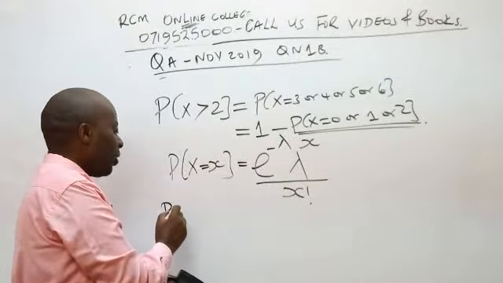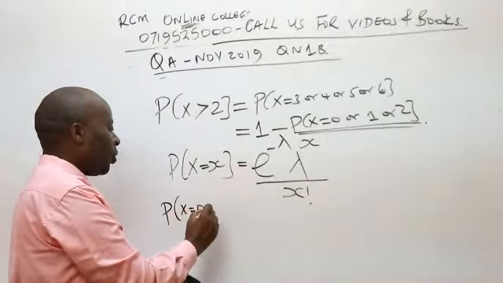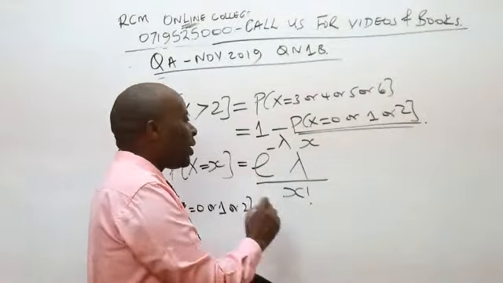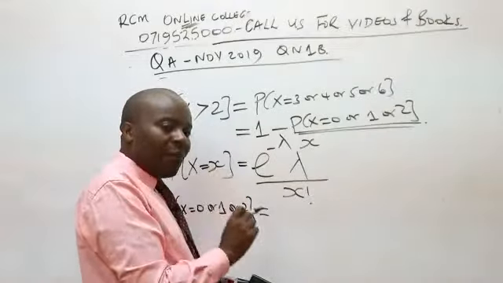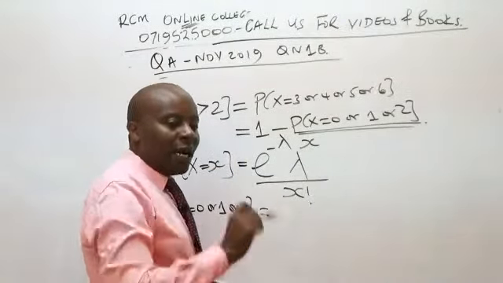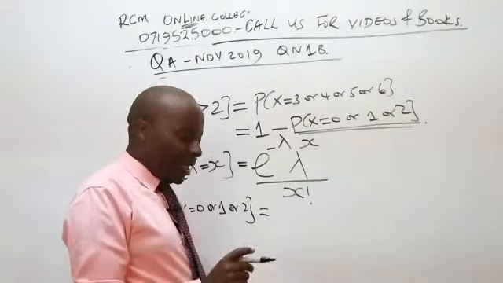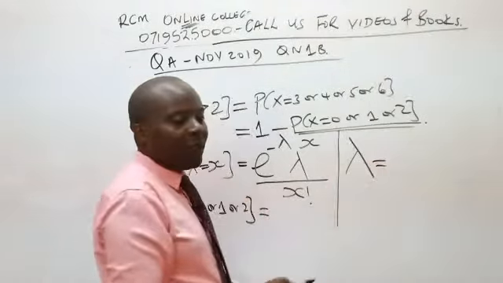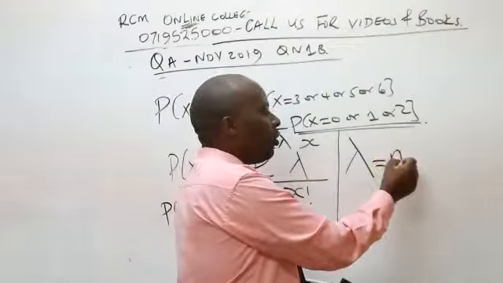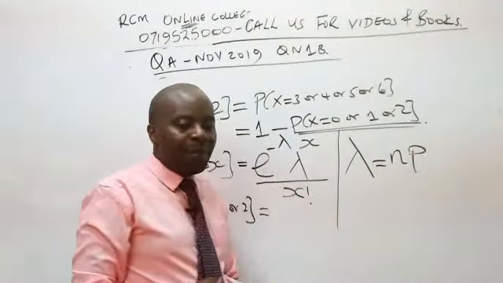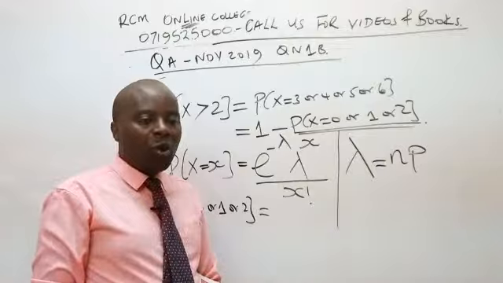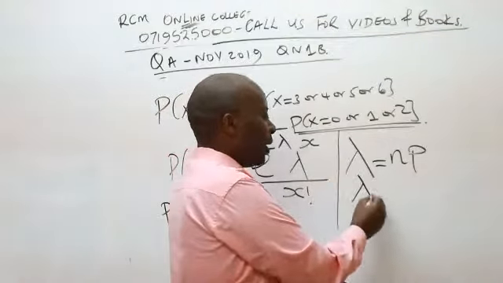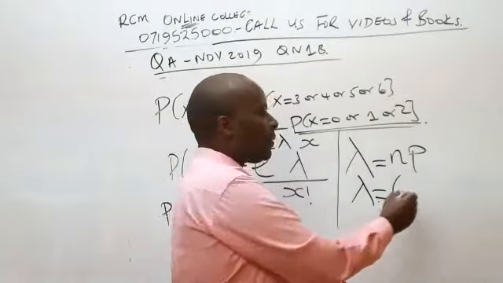So probability of x equals 0 or 1 or 2 using this Poisson will be equal to e raised to negative lambda. Remember that lambda is the mean. In this question, they never gave us the mean. Remember, in our normal class, we said whenever the mean is not given, to get lambda, we normally talk of NP. So my lambda here will be equal to n, 6, times this probability.